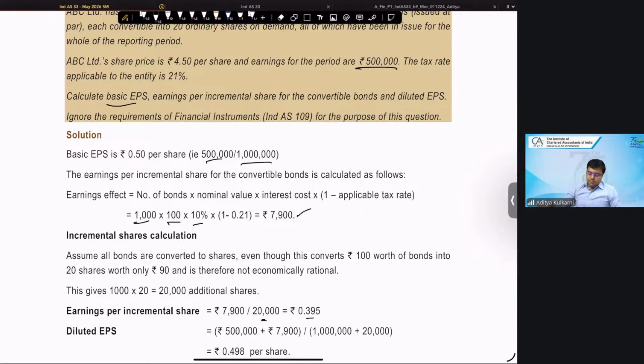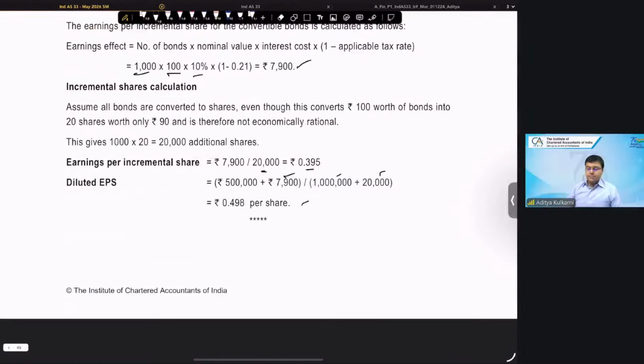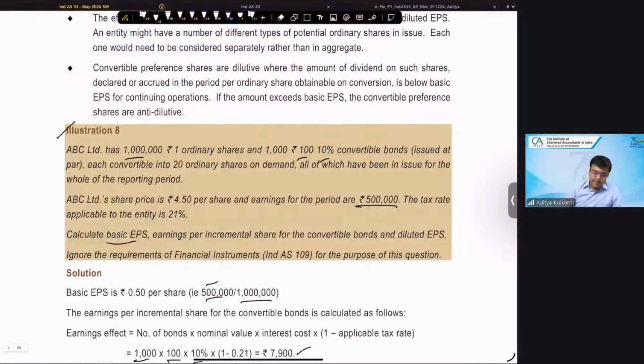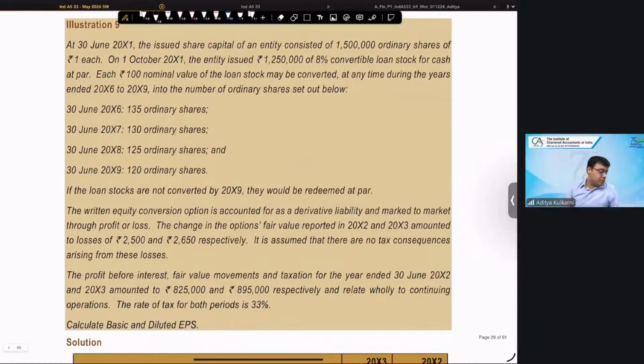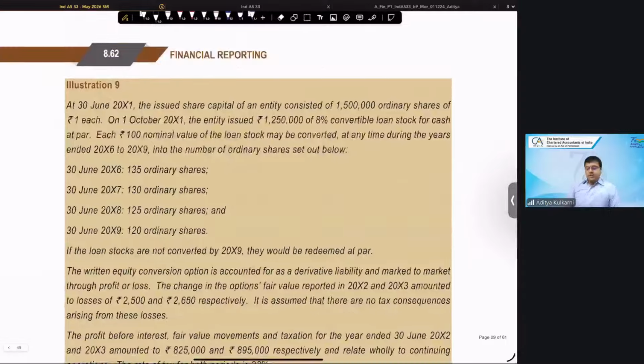Yes. So when I talk about diluted EPS, it starts off with basic EPS 5 lakh plus 7,900 divided by 10 lakhs plus 20,000, 0.498 per share. Is it okay? Fairly simple. No doubts. So that takes care of this also. Okay. Next.